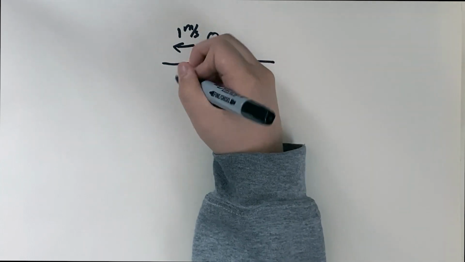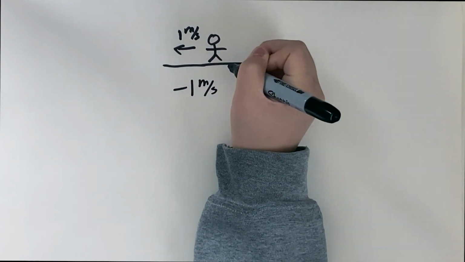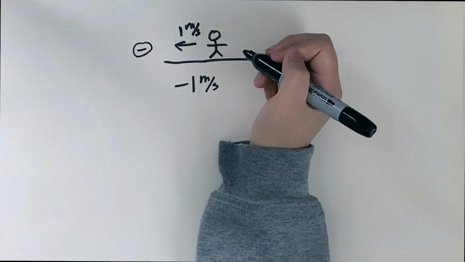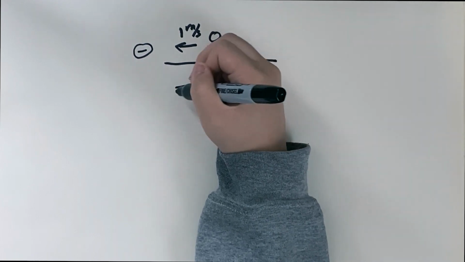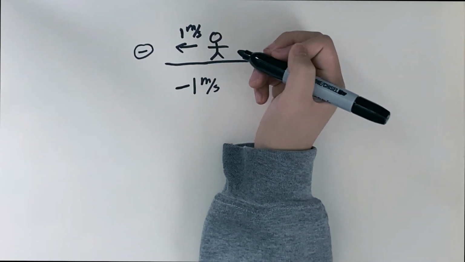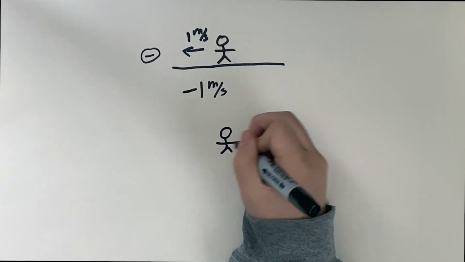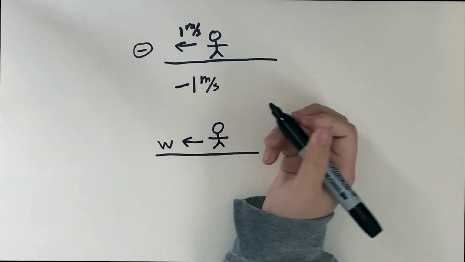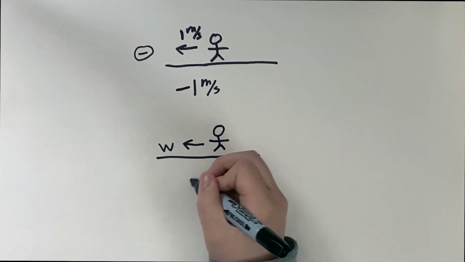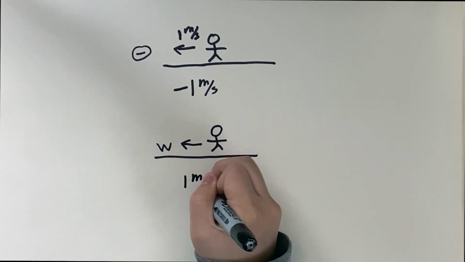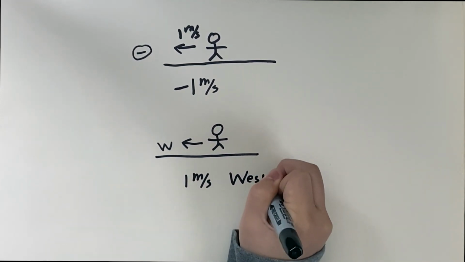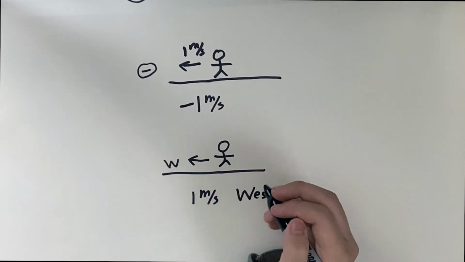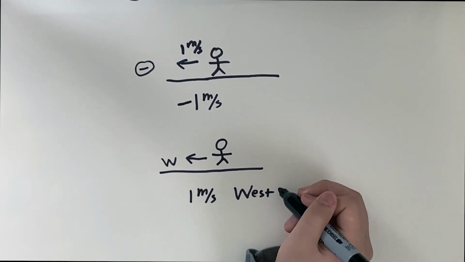But my velocity would be negative 1 meters per second since I'm going in a negative direction, because backwards is a negative direction. Remember that velocity has a direction, so this negative represents the direction. Let's say a word problem gives you a direction. This is west, so let's say he moves west. Then you would give the velocity as 1 meter per second west. Notice that there's no negative. You don't need the negative in this situation because you already gave the direction as west.